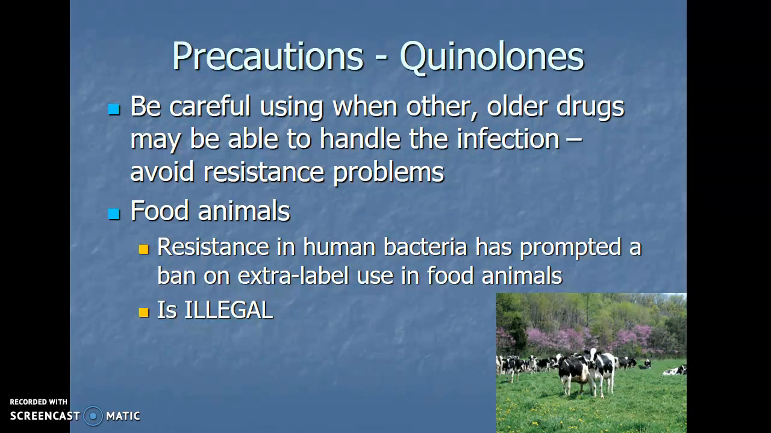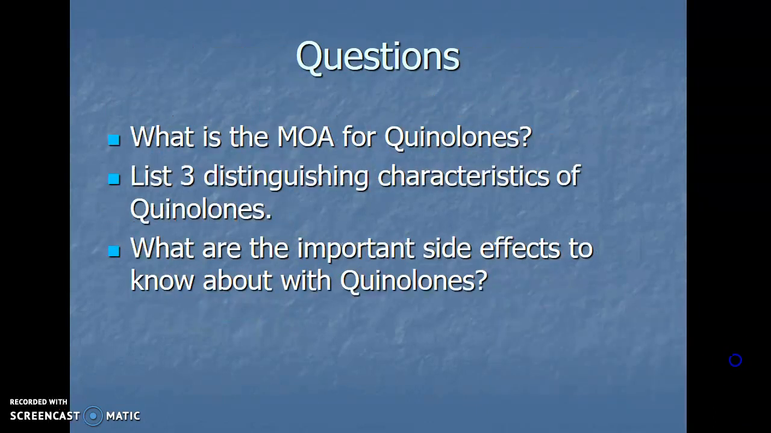It's illegal to use quinolones extra label in food animals at all. And there probably will be a banning of some of the quinolones that they want to reserve just for human use, and especially the newer ones. So it's not totally illegal to use them in food animals, but it's a big caution about which ones, and don't use it extra label because that is illegal. The veterinarian can lose their license.